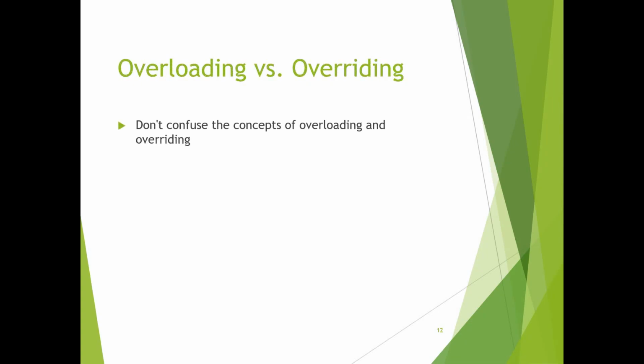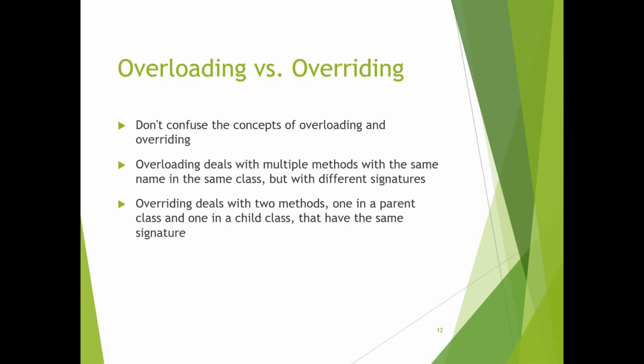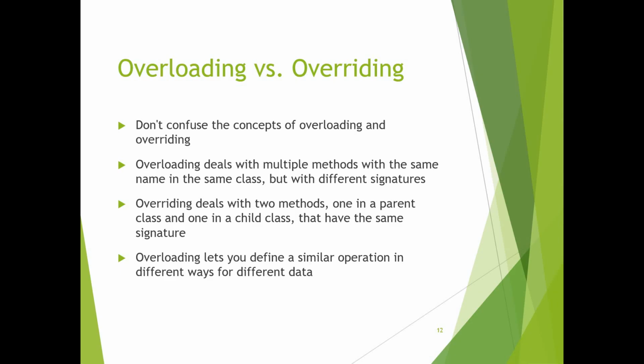So what is the difference between overloading and overriding? Overloading means we have the same method name but different signatures. This is called overloading. Overriding means the same method with the same signature, but defined in two different classes: one in the parent class and one in the child class. This is called overriding.